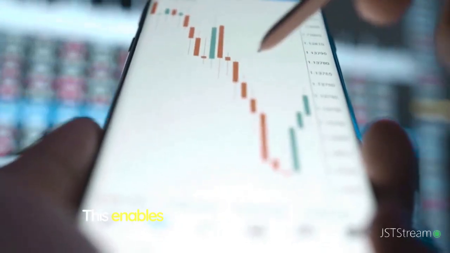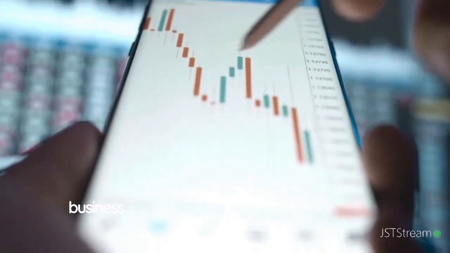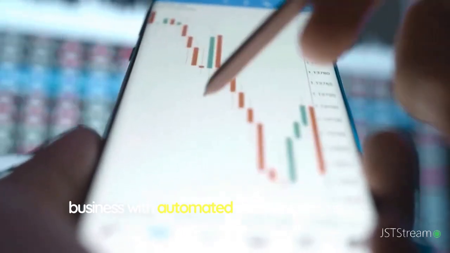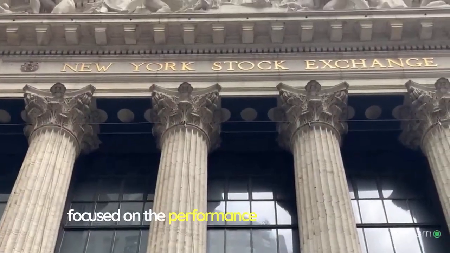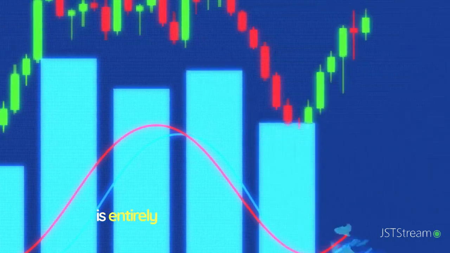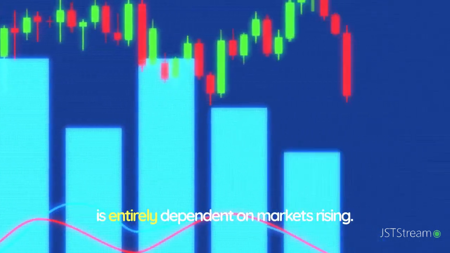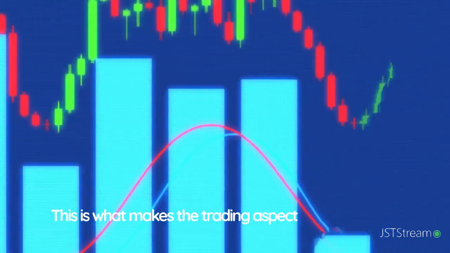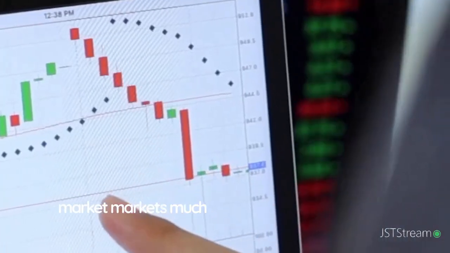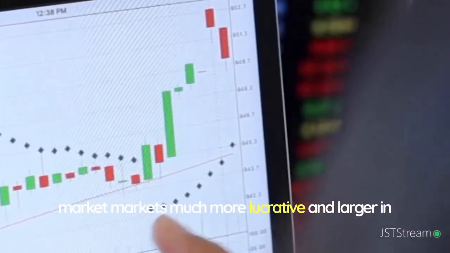This enables traders to build a large trading business with automated trading systems, while investing remains focused on the performance of a company and is entirely dependent on markets rising. This is what makes the trading aspect of the financial markets much more lucrative and larger in size.